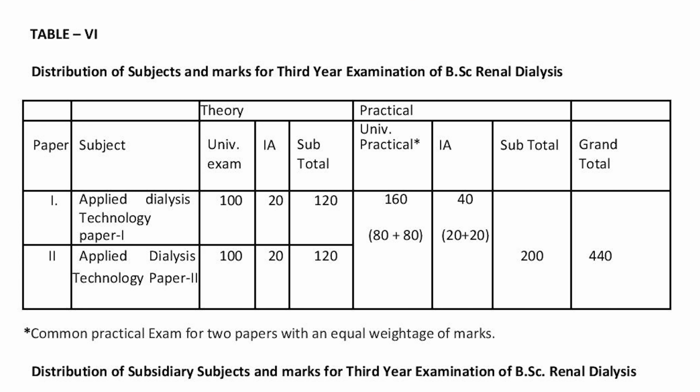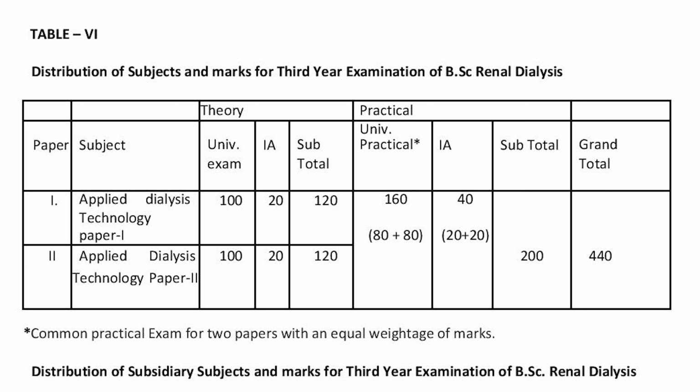Now I am going to talk about the third year. RDT has only 2 papers per year. One is Applied Dialysis Technology Paper 1. Two, Applied Dialysis Technology Paper 2. Both these theory exams are of 120 marks. 100 marks in written exam and IA marks are 20.